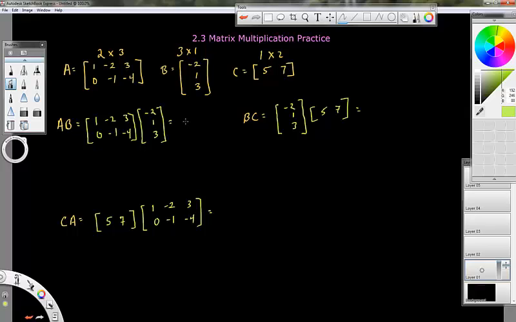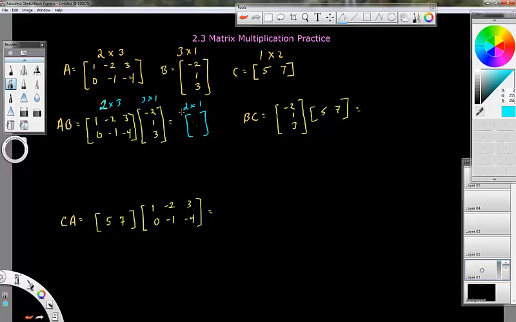All right, so here we are, and we're going to work these out. What I always like to do is to say, okay, this is 2 by 3. This is 3 by 1. So my answer matrix is going to be a 2 by 1. That's going to be a long, kind of skinny one like that with two entries in it.